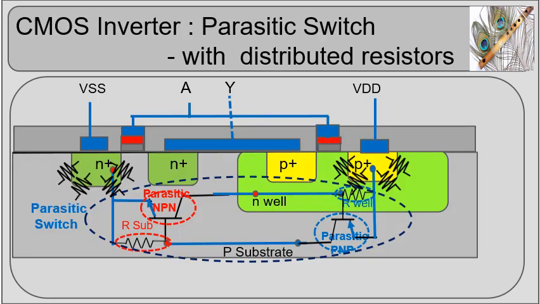From the CMOS inverter structure along with the latch shown in the figure, we observe that the BJTs' emitter base junctions are shunted by distributed well and substrate resistances. This configuration helps in reducing the latch input current and thereby improves the latch breakdown voltage.